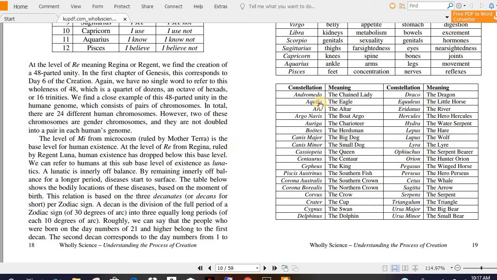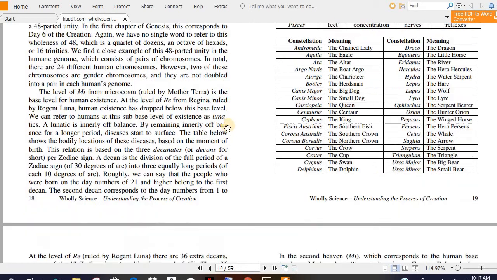Meaning, constellation. Where are we at here? I don't even see it. Constellation. Here we go. Draco, Hydra. We gotta move on.